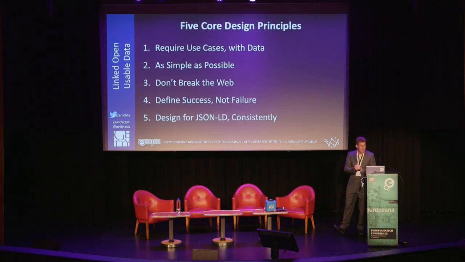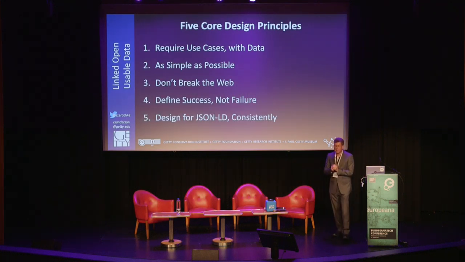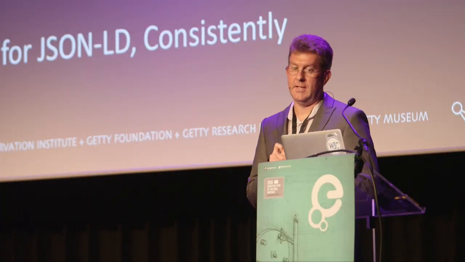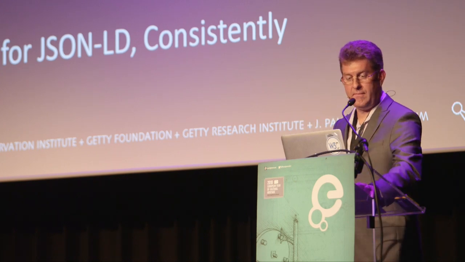Okay, so there are then five core design principles that we've applied to each of those examples. The first one is require use cases, as I said earlier, with real data backing them. The second one is be as simple as possible, but no simpler. The third one, don't break the web. The web is everything. If you're not part of the web, then forget it. Four, define success rather than failure. And five, design first for JSON-LD and do it consistently. Okay, so each of these in turn.